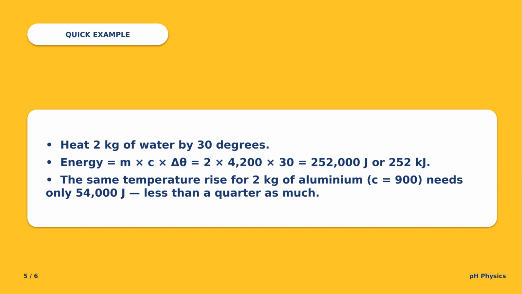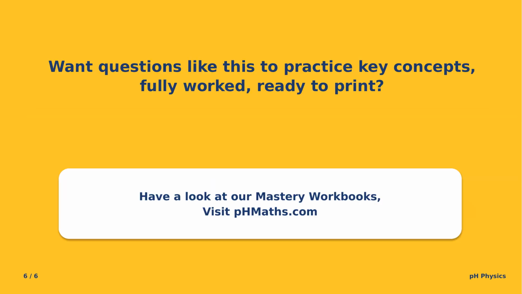Quick example. Heat 2 kilograms of water by 30 degrees. The energy equals mc times delta theta, equals 2 times 4,200 times 30, equals 252,000 joules or 252 kilojoules. The same temperature rise for 2 kilograms of aluminium, where c is 900, needs only 54,000 joules, less than a quarter as much.